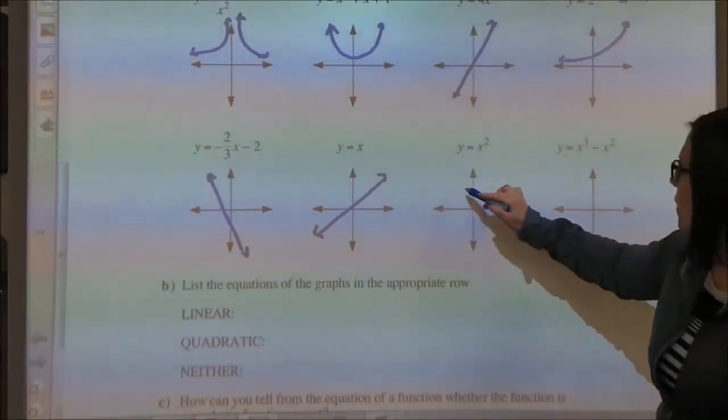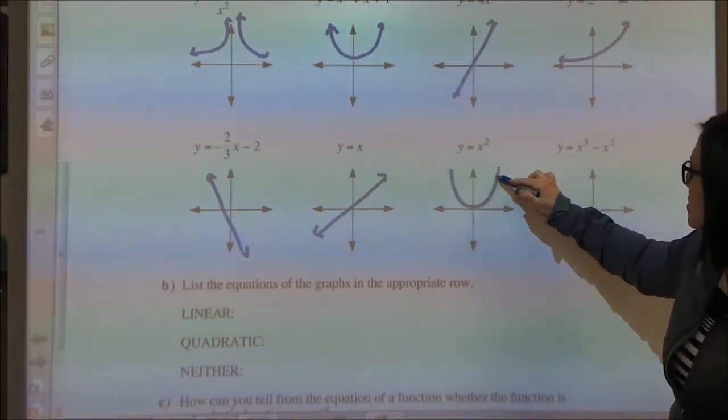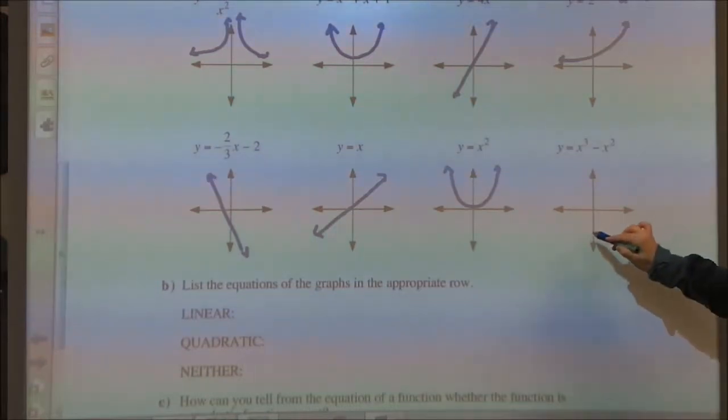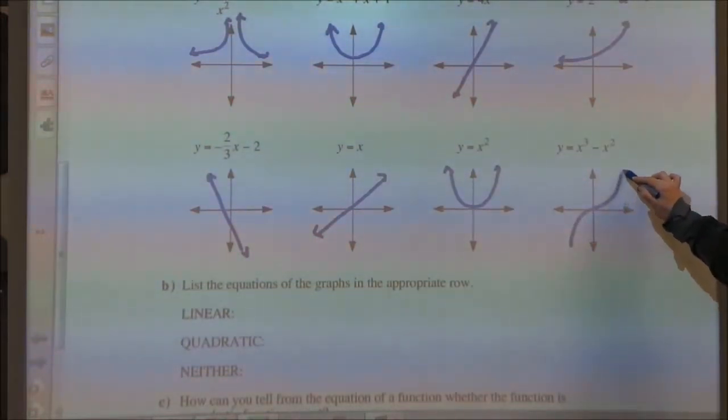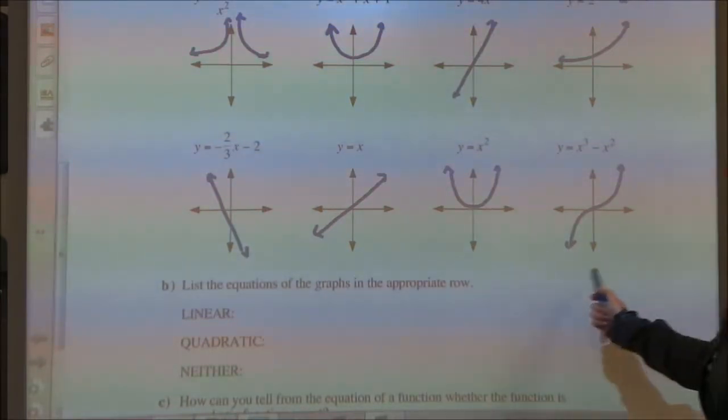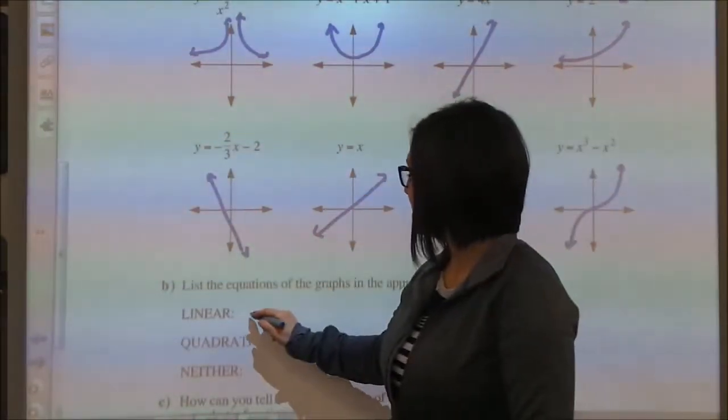Y equals x squared, it's a quadratic. And then x cubed minus x squared is this cubic function that kind of makes that shape. Okay? So now what I want you to do is to go through all of the equations and write down the equations that are linear. For example, y equals x is linear.